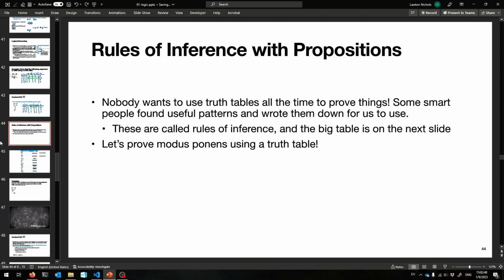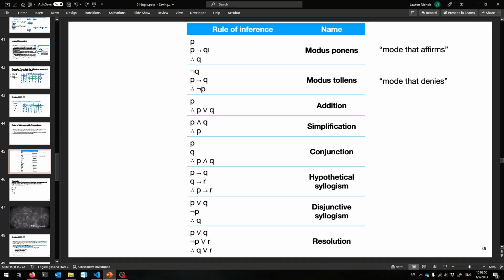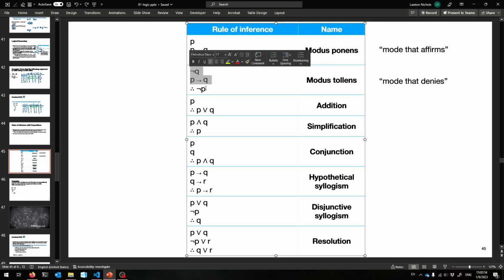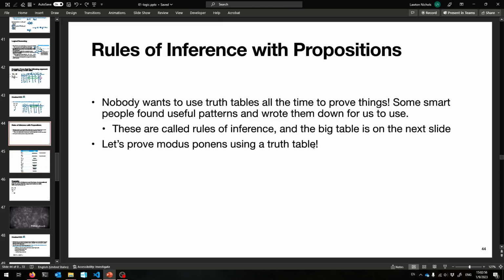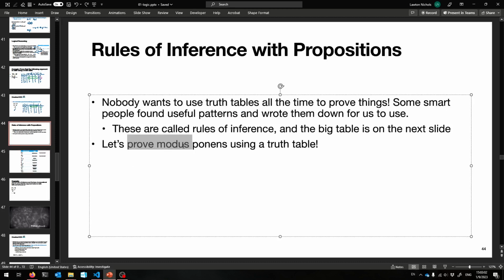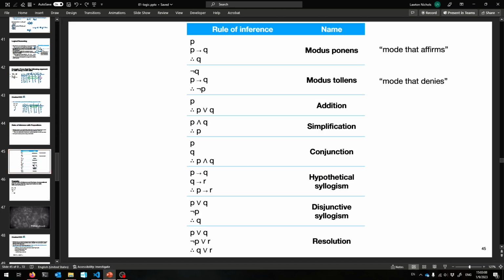Because nobody wants to use truth tables all day long. So we'll find some patterns again, and we'll write them down so that we can use them. These are called rules of inference. And there's a table in your book. It looks like this. If you have these things, you can conclude this. If you have these things, you can conclude this. Some people wrote down some important ones. They give them names, and we're going to use that. All right. So there's a rule called modus ponens, and that's Latin. And let's prove that using a truth table so we can use it forever.